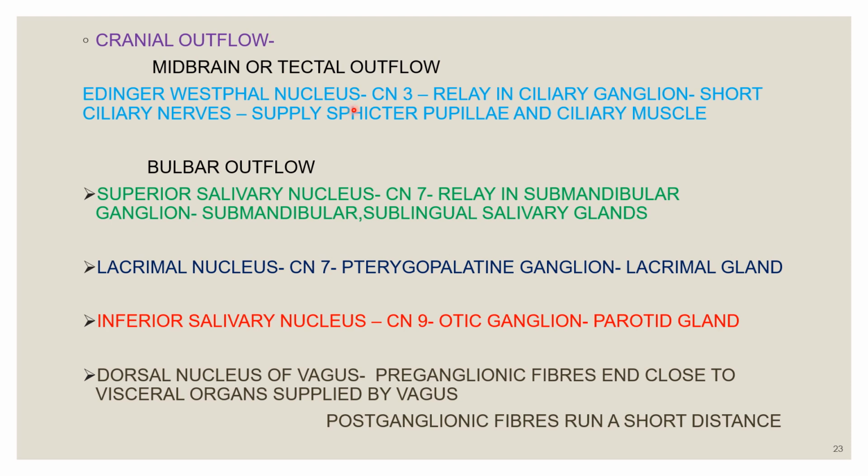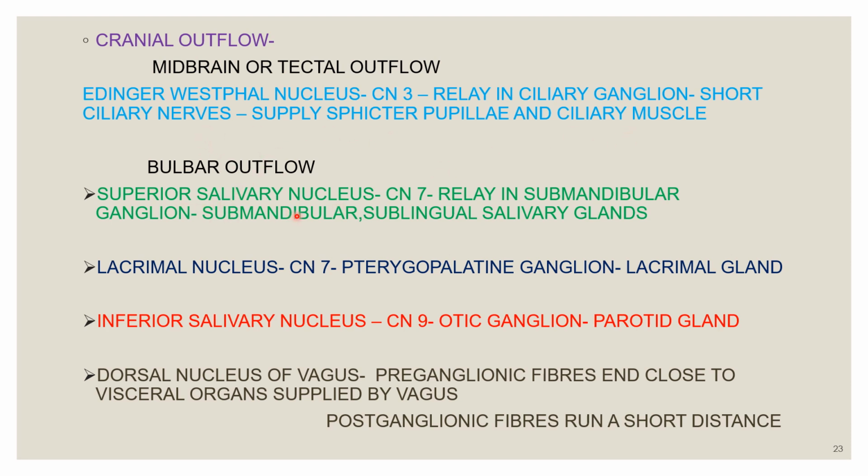They will pass through the oculomotor nerve, that is cranial nerve 3, and they will relay in the ciliary ganglion. This ciliary ganglion is a peripheral parasympathetic ganglion. The postganglionic nerve fibers will arise from the ciliary ganglion. They will be called short ciliary nerves, and they will supply the sphincter pupillae and ciliary muscle. This is the midbrain or tectal outflow.